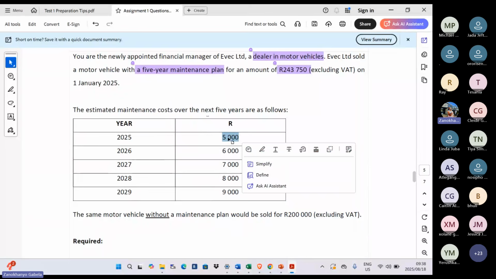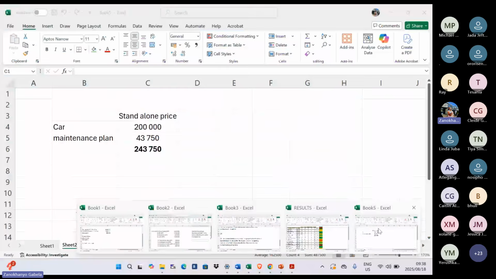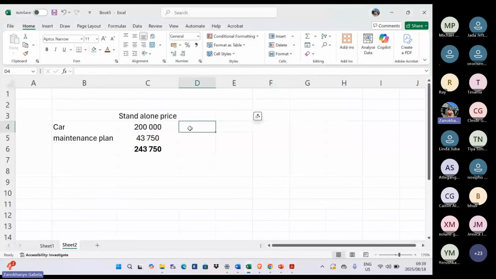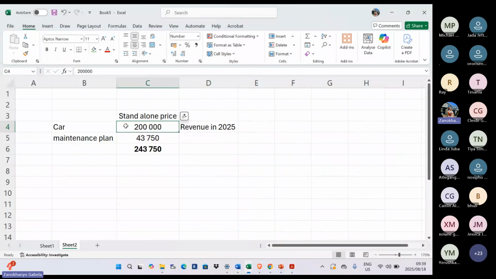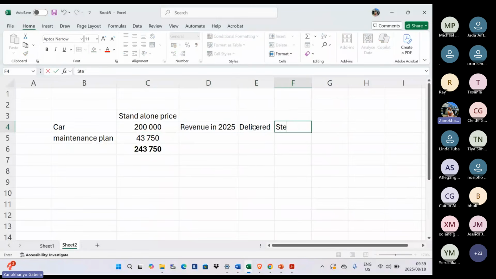Okay, this is the cost. Remember, we're looking for revenue now. Revenue obviously is going to be taken from the value of that 43,750. What do I mean by this? Let me go back to my Excel sheet so you can see this. This amount here, the 200K, will be revenue in 2025. Do you agree with me? Because if we have sold this car at a point in time in January, that means we have delivered the service. So it's delivered. What does it mean in terms of the revenue model? Step number 5 has been fulfilled.